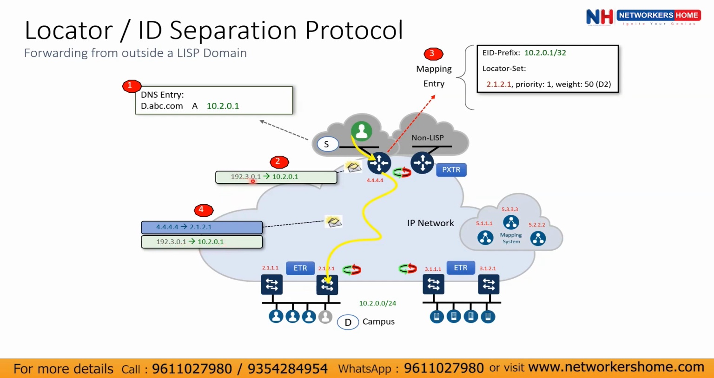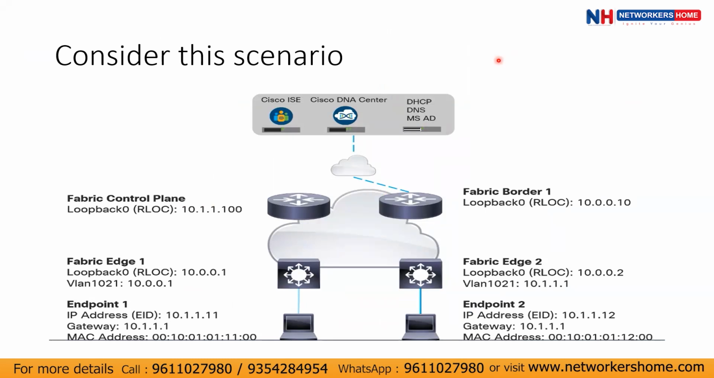192.3.0.1 is the IP address of this particular device, right? It has gone to this particular fabric edge. On this fabric edge, it will do the decapsulation. So it will remove the top 4.4 header, and the original header it will forward to the destination. So that was the flow from the LISP perspective mostly. I hope you understood the flow.